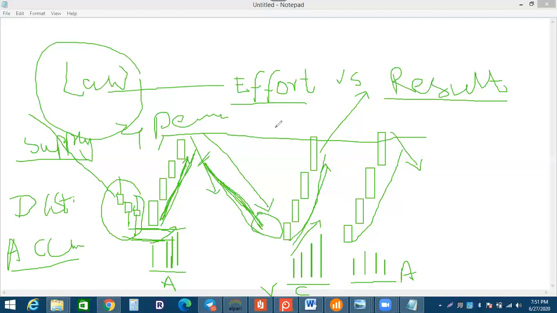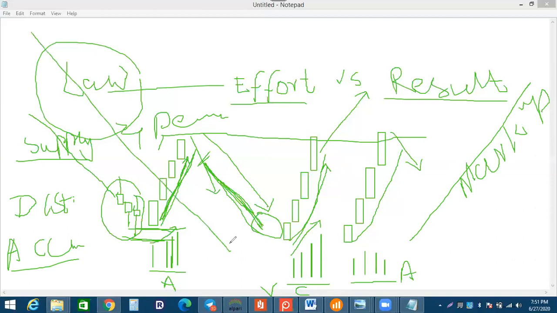In price action, we use the term uptrend. If the price is moving in this direction, that is an uptrend. But in VSA, we call that a markup. And when the price is moving down, in price action we say that is a downtrend. But in VSA, we use markdown. That is the other name, markdown.